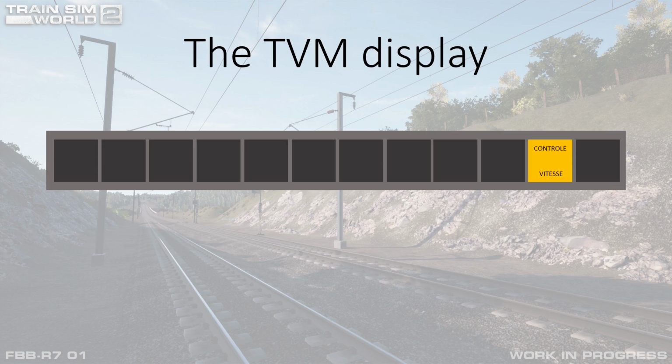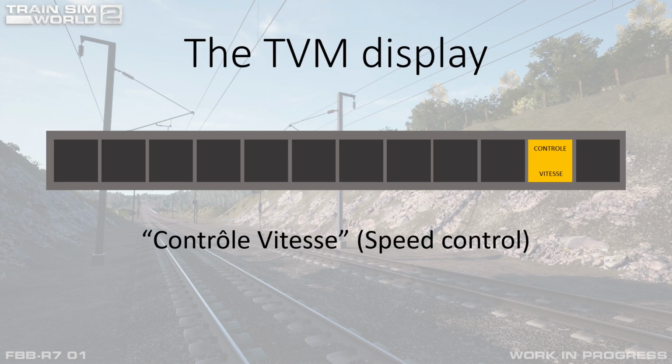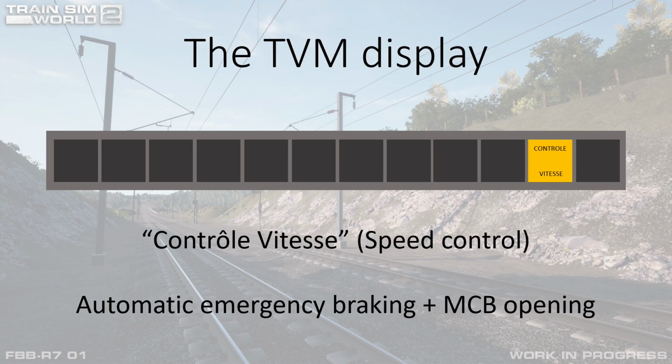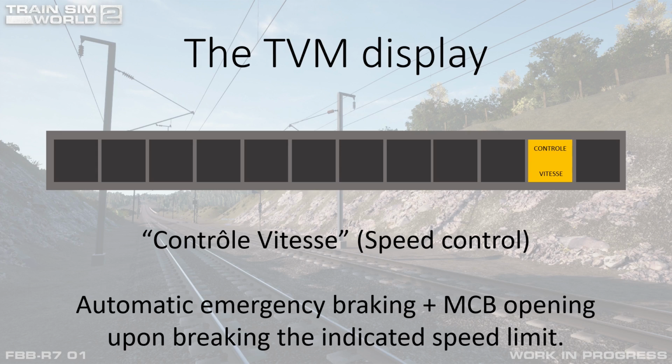Last one at cell number 11 in this case is an orange yellowish marker that reads control vitesse. Speed control, in other words. This is what you would see when the train initiates an emergency braking procedure. And it means that the emergency brakes are being applied and the MCB is automatically opening. This happens when you break the speed limit.